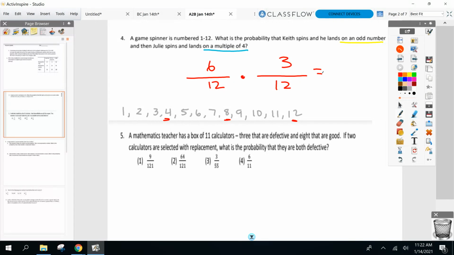Everyone all right on where those fractions came from and why I'm multiplying them? 18 out of 144. You guys can leave that tomorrow. If you want to reduce it to 1/8, I'm okay with that too.